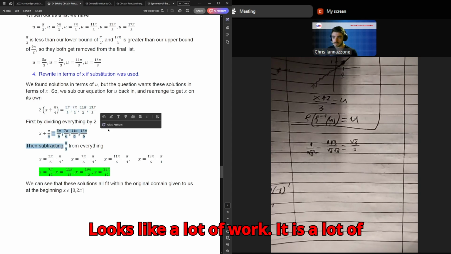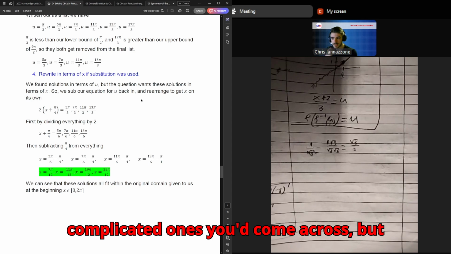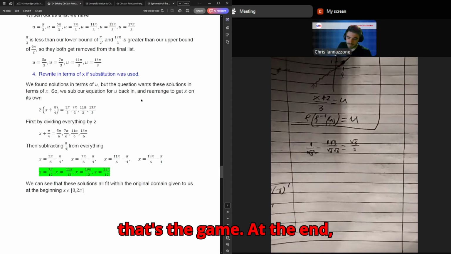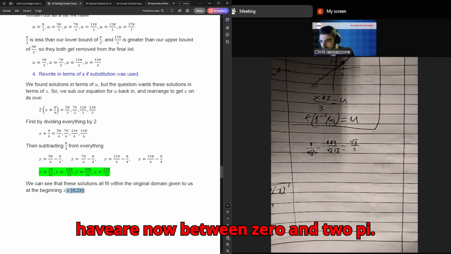Looks like a lot of work. It is a lot of work. This is probably one of the more complicated ones you'd come across, but that's the game. At the end, you'll see that all the solutions that we have are now between 0 and 2 pi.